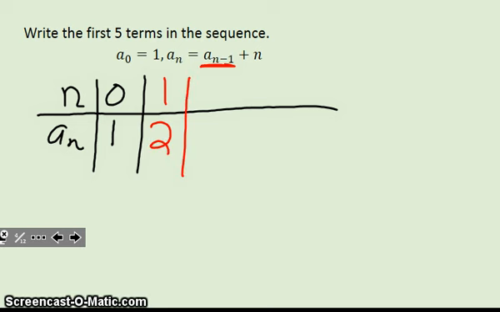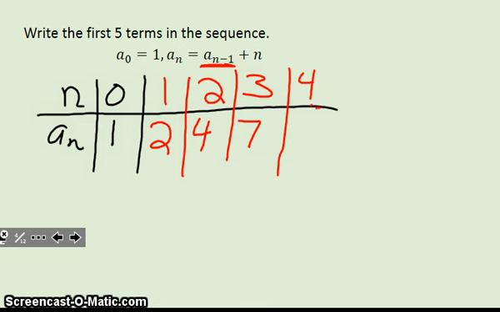Now I'm going to do the second term. Should it be 4? It is. So we've got the previous term, which is 2, and n is 2. Then I'm going to do the third term. The previous term, which is 4, plus n, which is 3, makes 7. And then 4 plus 7 is 11. And then 5 plus 11 is 16.